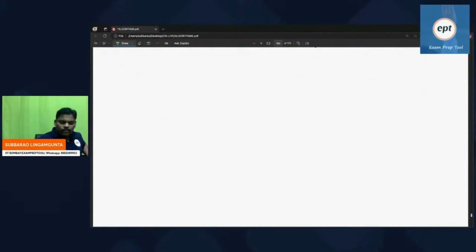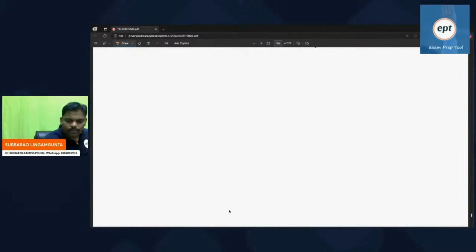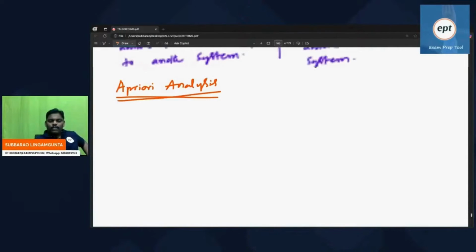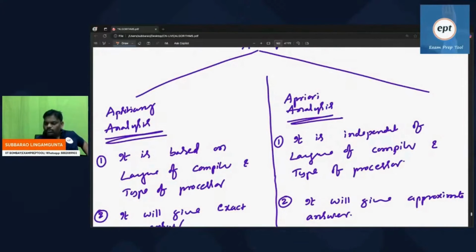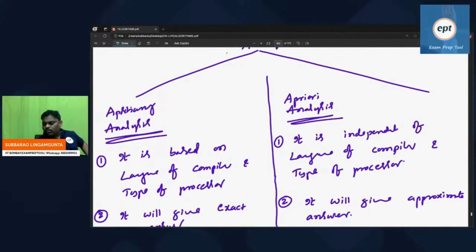Now everyone concentrate here. Write down: priori analysis. Right, we will start the priori analysis. Remember, the total computer science industry follows priori analysis only, not posteriori analysis. There are two analyses, and the total computer science industry follows priori analysis.